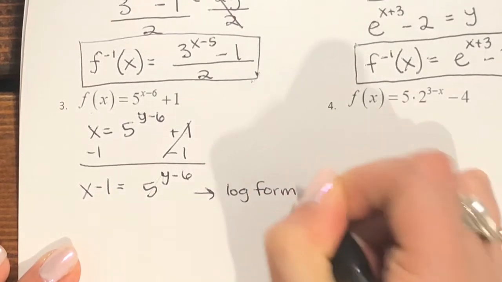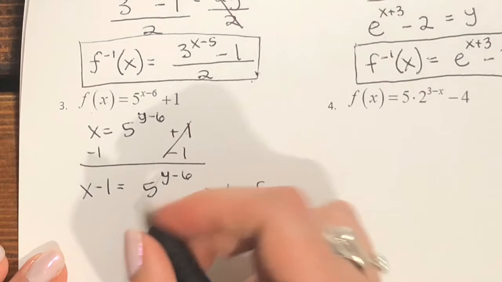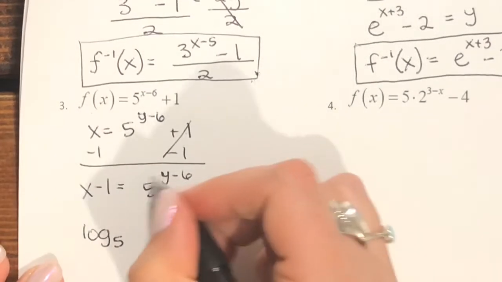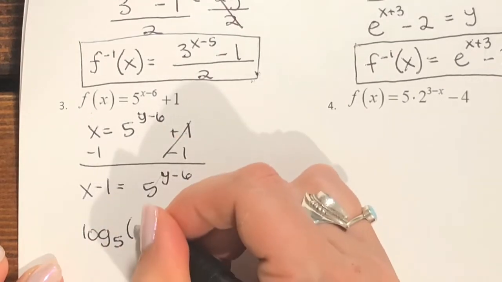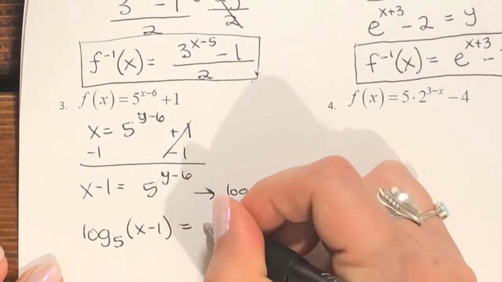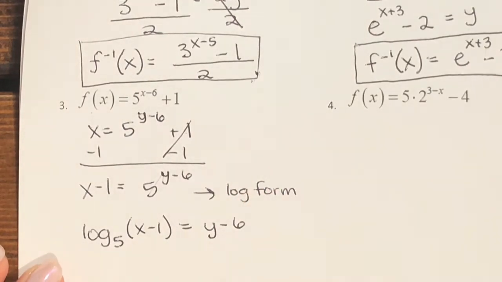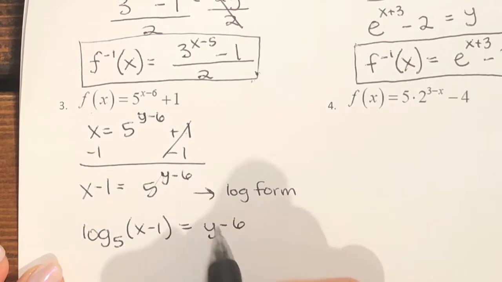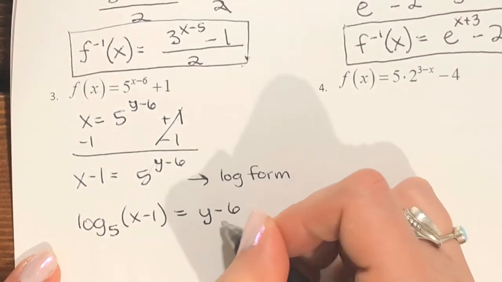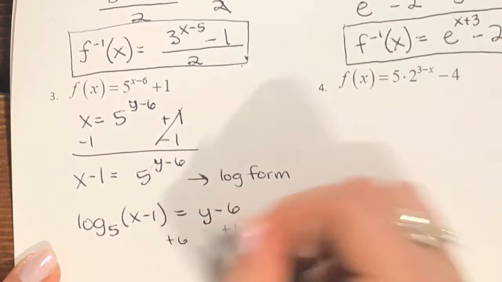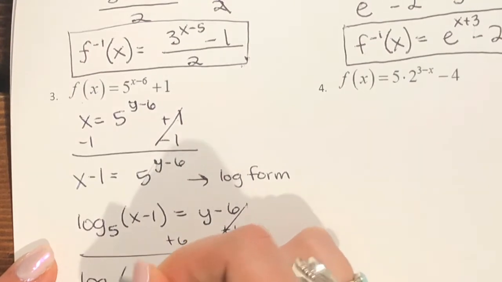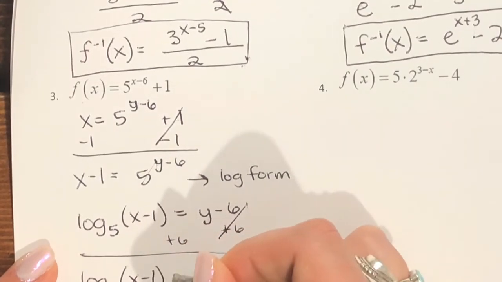So since our exponential is a base 5, that's going to be the base in our log. So we're going to have a log base 5. Whatever it was equal to is now going to go inside the logarithm. And then the exponent is coming out. And that's, again, the whole reason we want to put it into log form, so that this y can come to where we can actually solve for it. So we have just one more step to get y alone. We just need to add the 6 over. So those cancel, and I get log base 5 of x minus 1 plus 6.